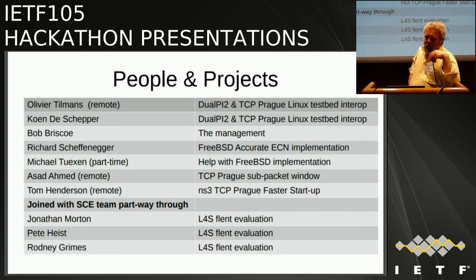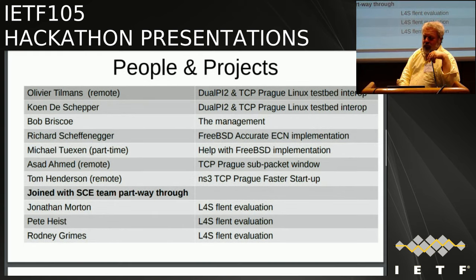Richard got on well with Michael Tuexen implementing accurate ECN in FreeBSD, with Michael Tuexen helping. There was also, I suppose, the highlight really was the L4S testbed. We had the SCE people come over and give us their Flent work that they wanted us to evaluate on it. And we started working together on that, which will probably continue during the week.